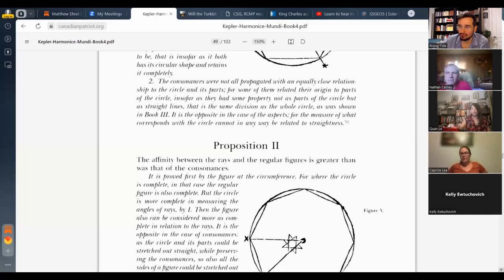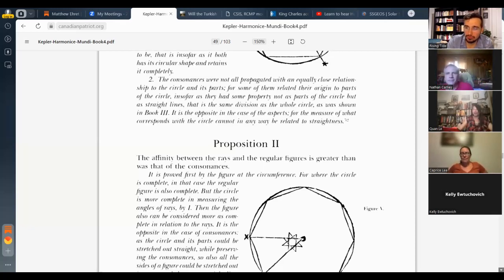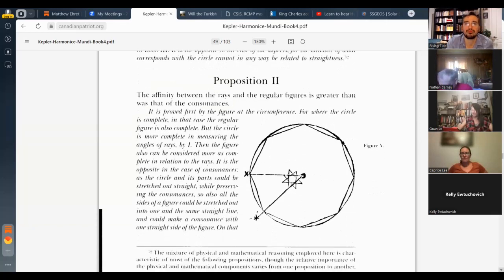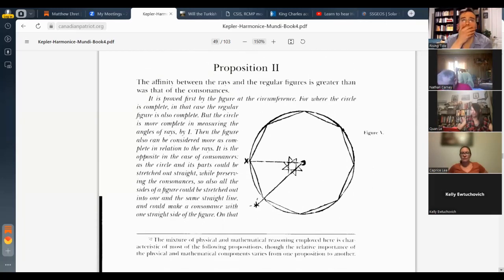Okay, so let's read proposition 2. Proposition 2: the affinity between the rays and the regular figures is greater than was that of the consonances.